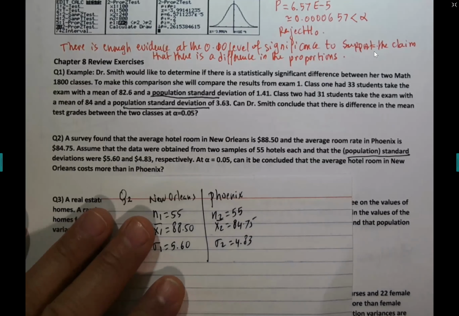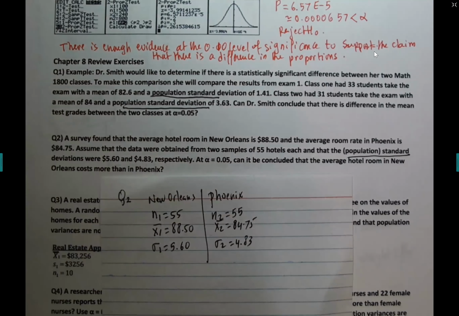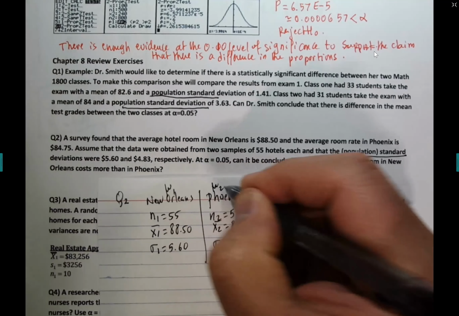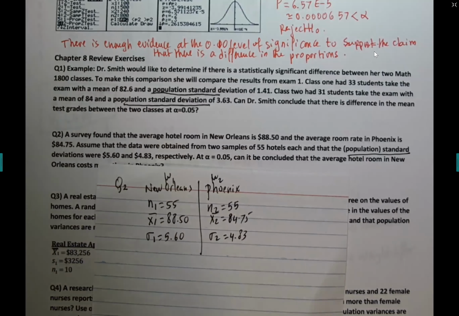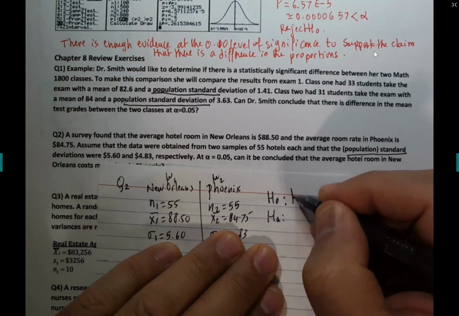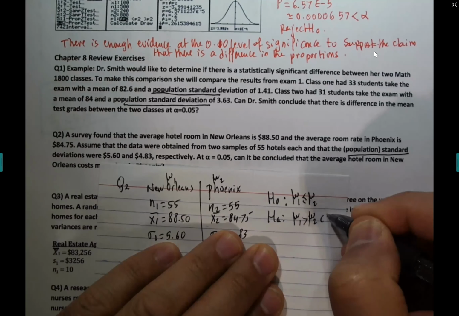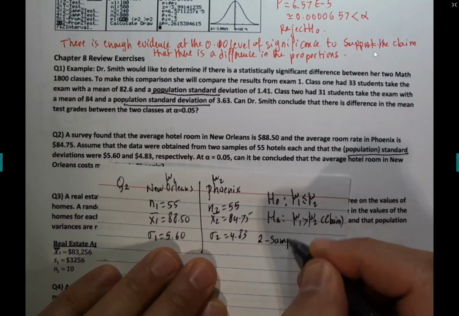Can it be concluded that the average hotel room in New Orleans costs more than in Phoenix? So guys, which one is it going to be? New Orleans is number one. Let me show you the three scenarios. Which one are you going to choose? 1, 2, or 3? New Orleans is more than Phoenix. 3. 3. I agree. Couldn't agree more. H0. Exactly, guys. That's the idea. That's the claim. Okay. It's a 2-sample z-test again.